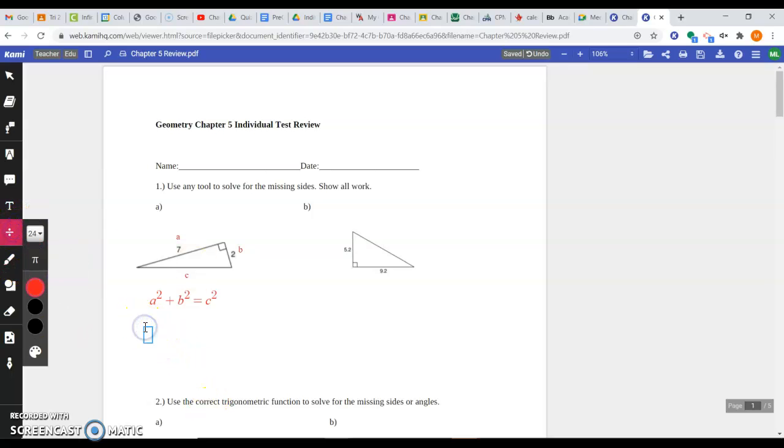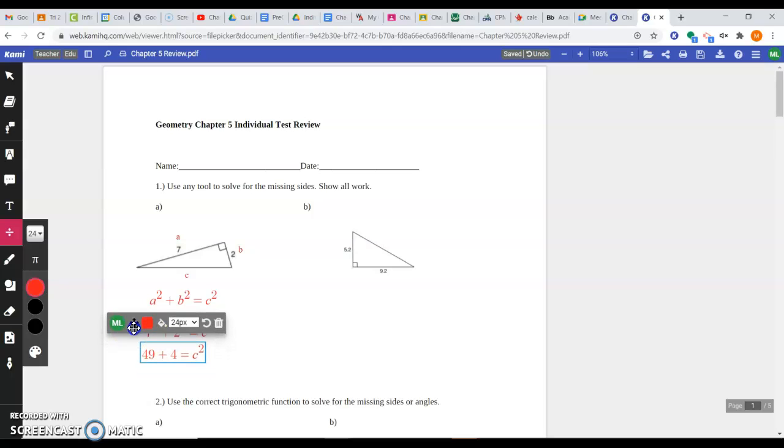Plugging in for a squared, that would be 7 squared. Plugging in for b squared, that would be 2 squared. And then c squared is still c squared because that's what we're looking for. You can use a calculator here, or maybe you can do the squaring in your head, but 7 squared would give you 49, 2 squared would give you 4, and c squared again is still c squared.